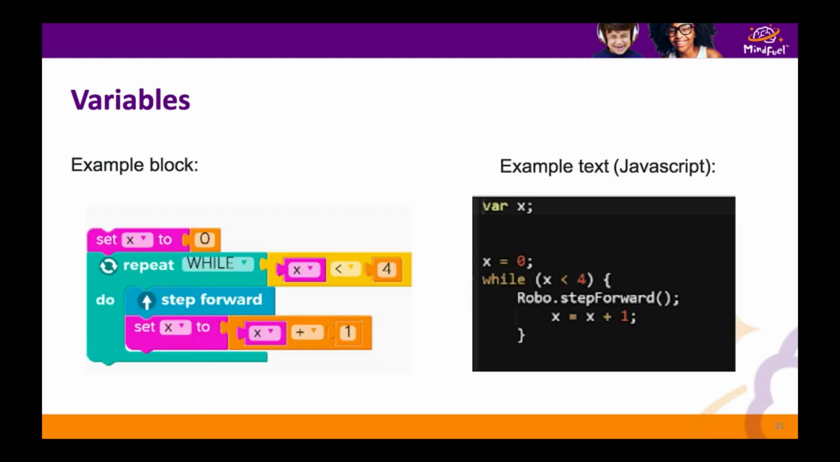Here is how we would create and use a variable in both block and JavaScript. When writing code, the value of a variable is assigned using an assignment operator, also known as the equal sign. In our example, we can see that this sets our variable called x to a value of 0. We're also changing the value of the variable. Specifically, we're increasing the value by 1. We can see this with the statement x equals x plus 1.